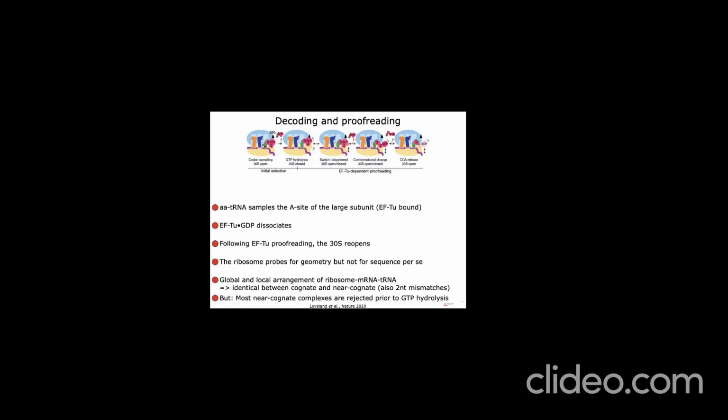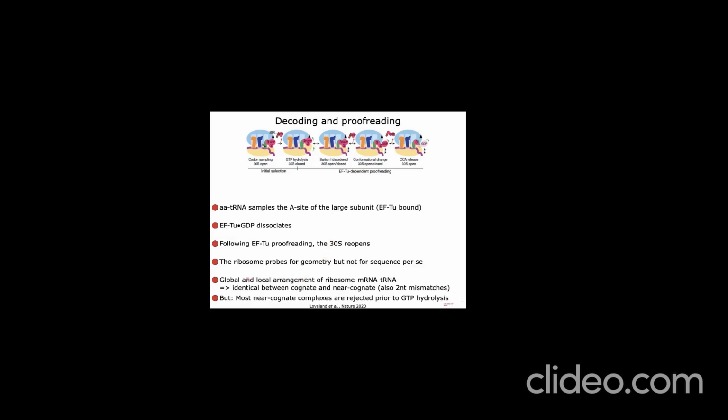Now, what's really important, and I'll probably mention this later again, is that what the ribosome checks is not really the matching of the codon and the anticodon, but it actually probes for the geometry of the complex. And that's also why wobble coding is actually possible. So it's not the sequence per se, but it's the way the codon and the anticodon interact with each other in three-dimensional space.